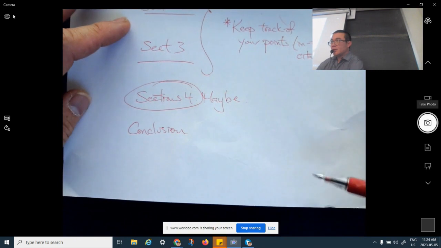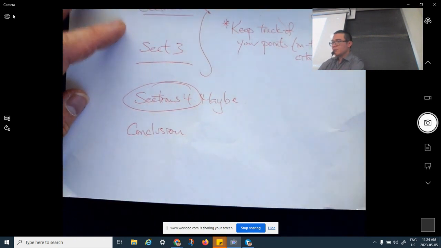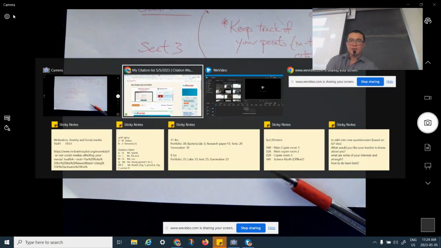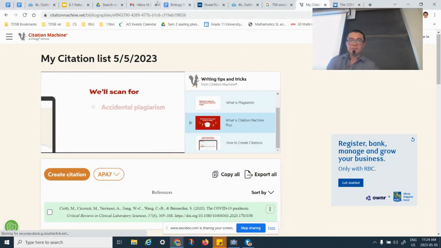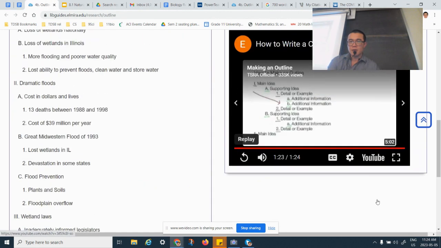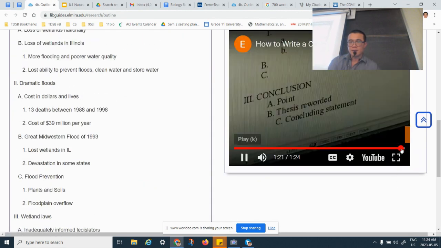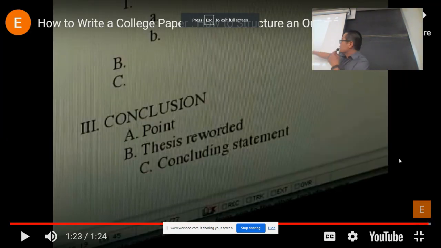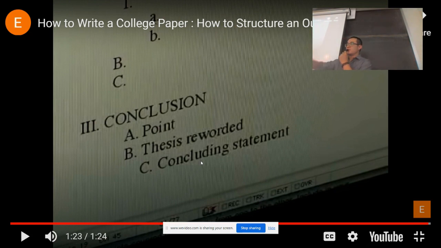Last but not least, a conclusion. In conclusion here, just like in the video, and the video gave a very good example on how that ends. So you talk about your points again, you reword your thesis statements, and you come up with a concluding statement to kind of end with and wrap that up.